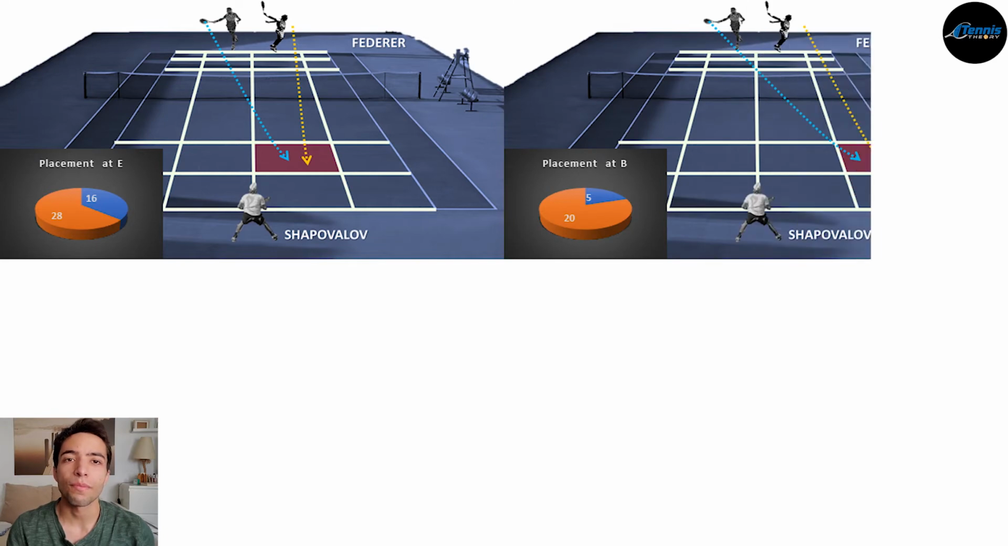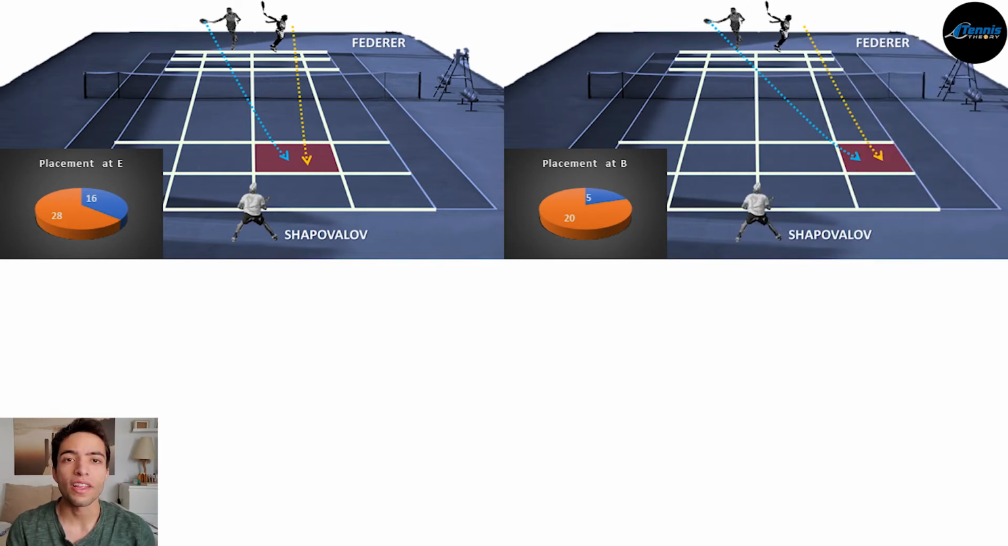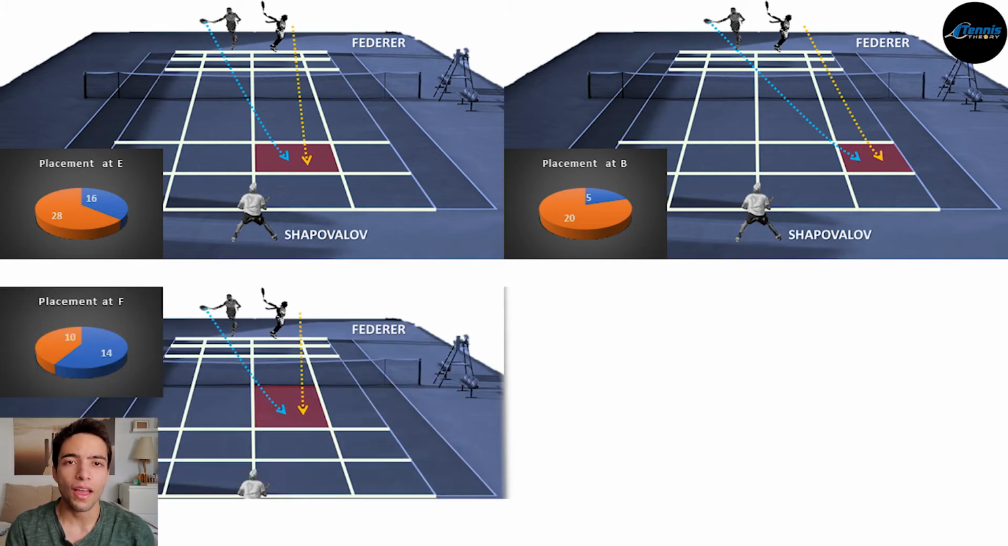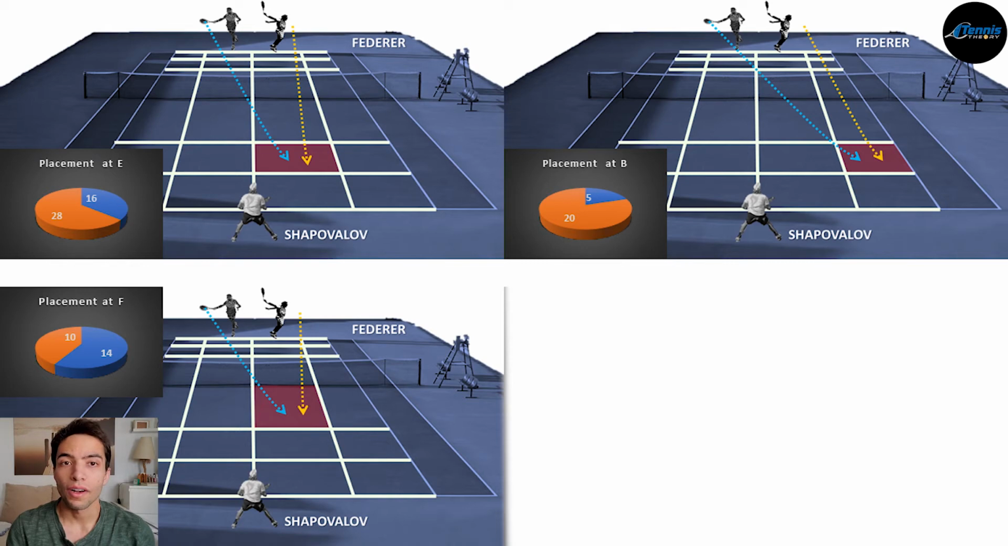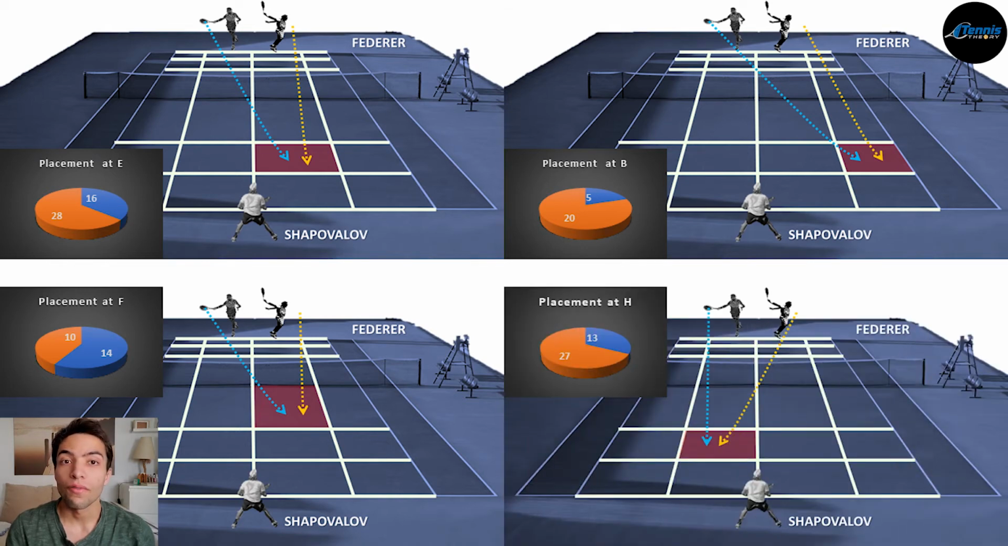Next, we have position B. In total, Federer hit 25 shots that landed at B. From those 25 shots, 20 came from the backhand side, and 5 came from the forehand side. For position F, Federer hit 24 shots there. 14 came from the forehand side, and 10 came from the backhand side. Finally, we have position H. Federer hit 40 shots there. 27 came from the backhand side, and 13 came from the forehand side.